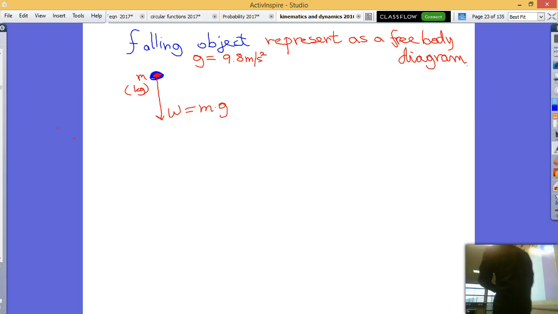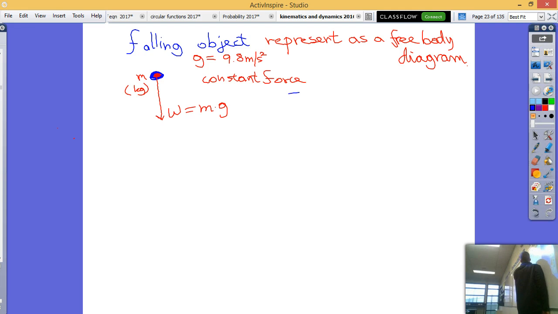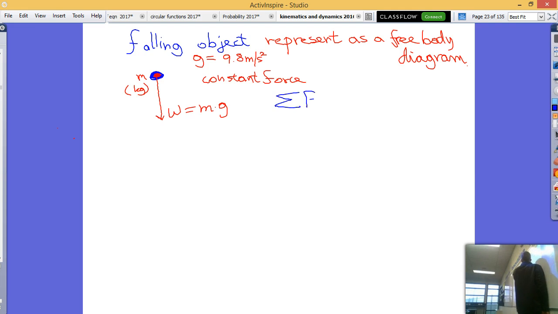Okay? So this is a constant force, and let's use Newton's law. What we have here, the sum of all the forces must equal mass times acceleration. Okay? There's only one force acting on this body, and that is the mass times the gravity, which is the weight force.